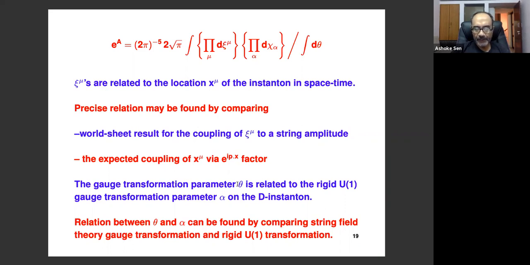Similarly, the gauge transformation parameter theta can be related to the rigid U1 gauge transformation parameter, which I'll call alpha, on the D-instanton. So what is this rigid U1 transformation? This in fact is the U1 that exists on any D-brane. Basically, if you have an open string with one end on the D-brane, then the open string is charged under U1, and that's the U1 that you are talking about. So that open string just picks up a phase e to the i alpha under this U1 transformation. And again, the relationship between theta and alpha we can find by comparing the string field theory gauge transformation and the rigid U1 transformation.